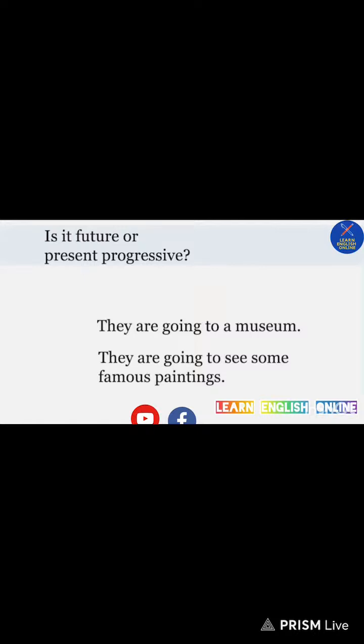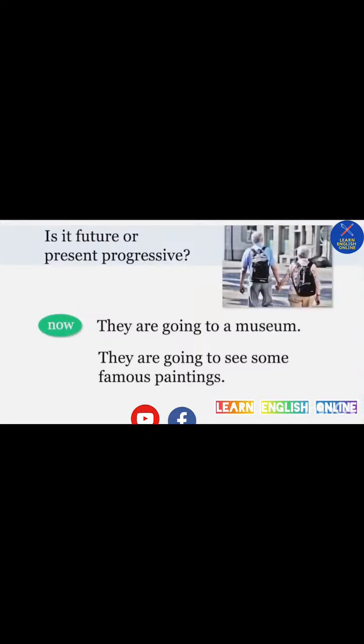Last one. Is it future or present progressive? They are going to a museum. They are going to see some famous paintings. They are going to a museum is happening right now. They are walking to a place. They are going to a place. They are going to see some famous paintings. That is the future.